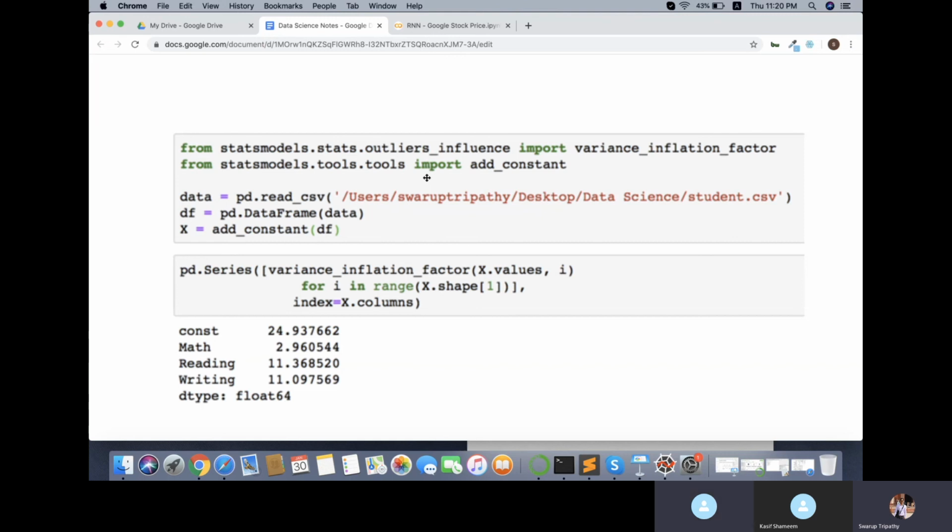Are you getting this add_constant? Hello? Hello? From where is the disturbance?